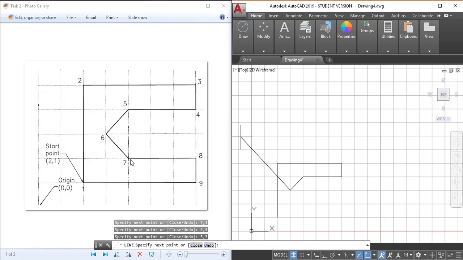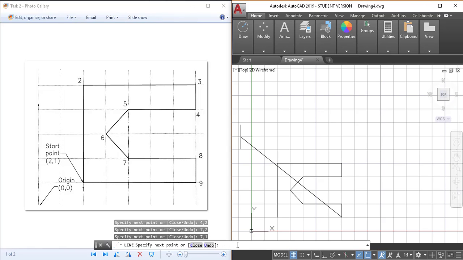For point 7 we have to move 1 2 3 4 boxes in x-axis and 1 2 boxes in y-axis. So the coordinates will be 4 comma 2. For point 8 we have to move 1 2 3 4 5 6 7 boxes for x-axis and 2 boxes for y-axis. So the coordinates will be 7 comma 2. For point 9 we have to move 7 boxes in x-axis and only one box in y-axis. So the coordinates will be 7 comma 1.